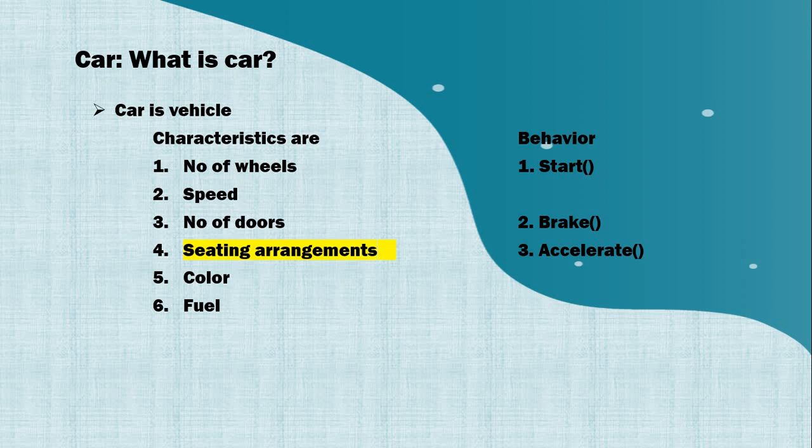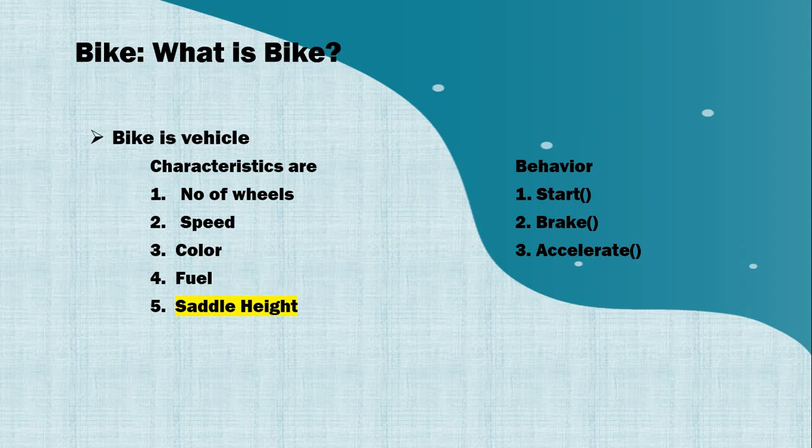The next one is bike. What is a bike here? A bike is a vehicle. Its characteristics are number of wheels, speed, color, fuel, and saddle height. And its behavior will be start, brake, accelerate.